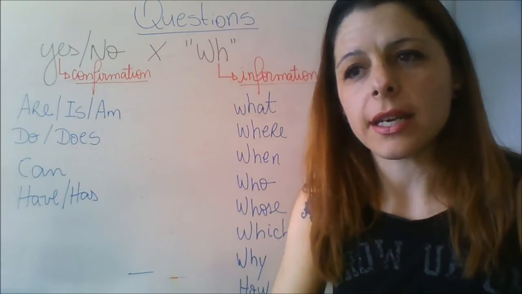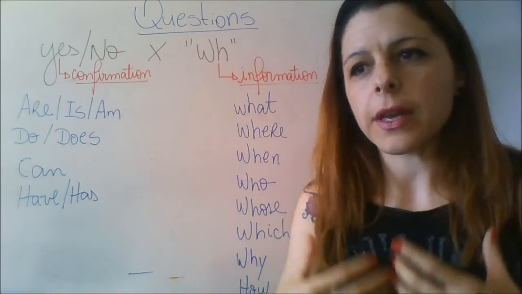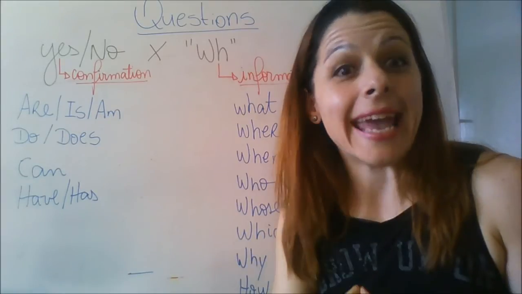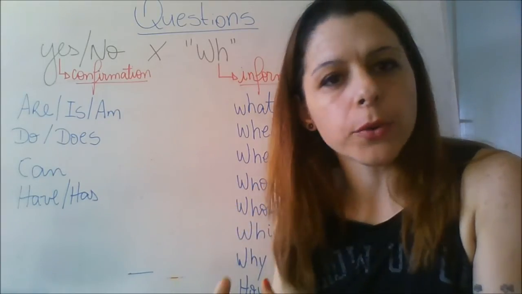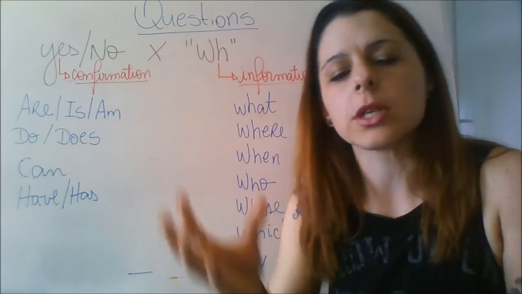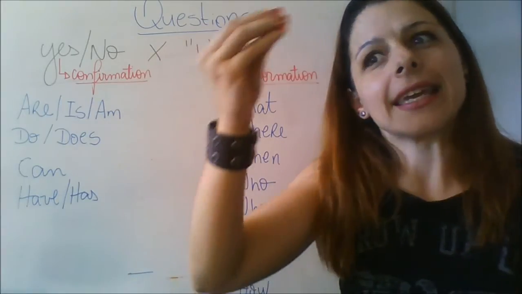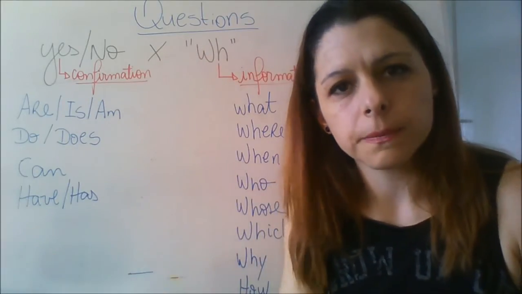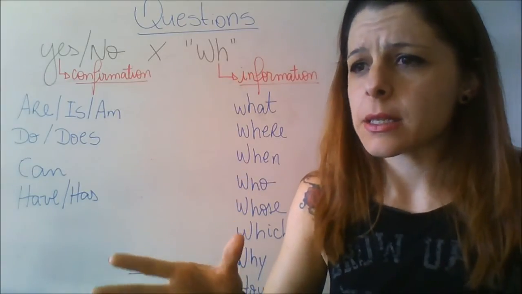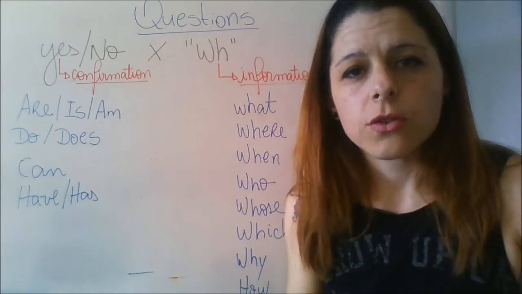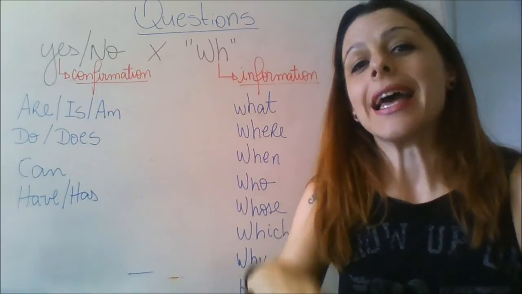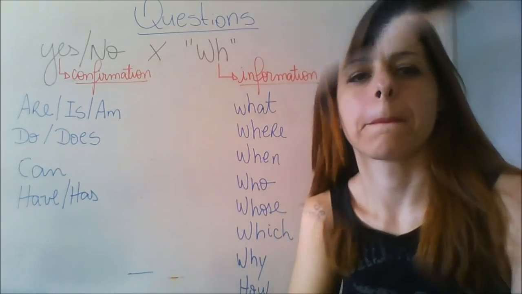Remember, it's just the inversion rule. If in positive sentences I say, I can swim very well, when you ask a question, you have to invert. You have to put can before. So, can you swim very well? Okay, or she likes chocolate cake. So, in this case, you don't use inversion. You put the auxiliary first. Does she like chocolate cake?